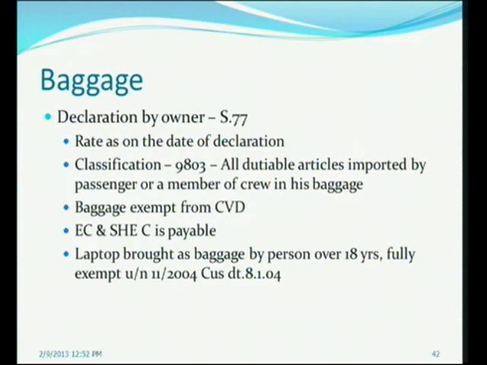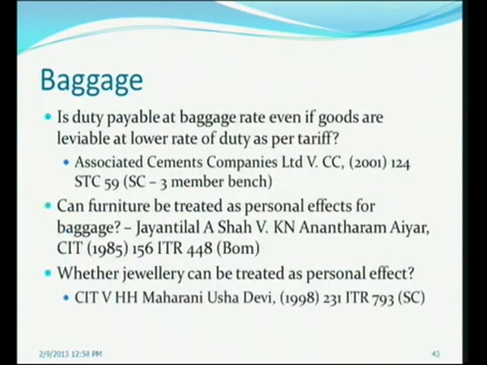Then, say I have items in my baggage, and one of the items is attracting duty at the rate of nil percentage. For example, drawings are attracting a nil percentage. Now all the other items are there in my baggage. I've got 3-4 items. Now baggage is attracting a different rate.